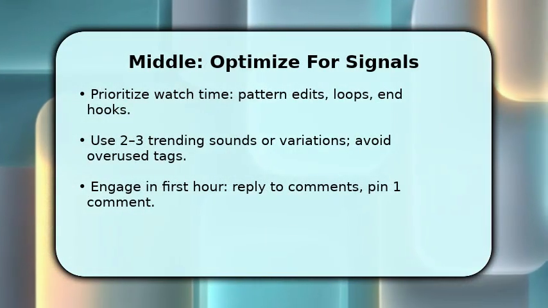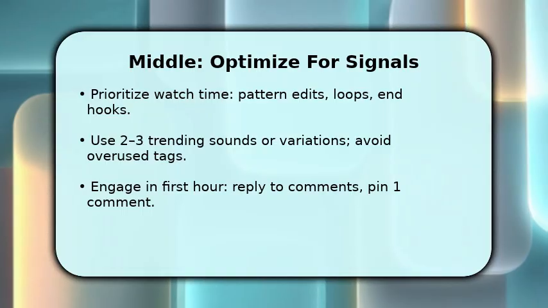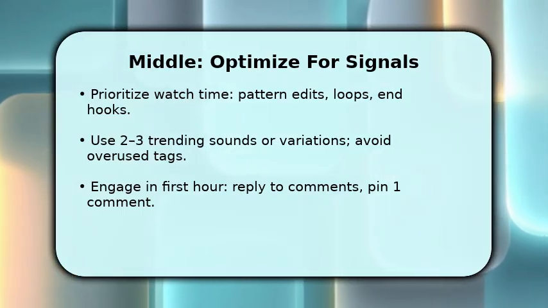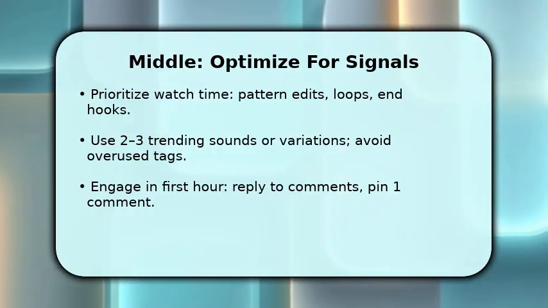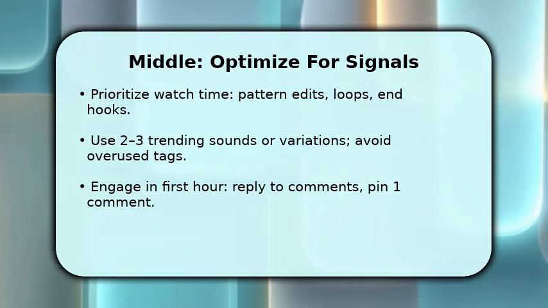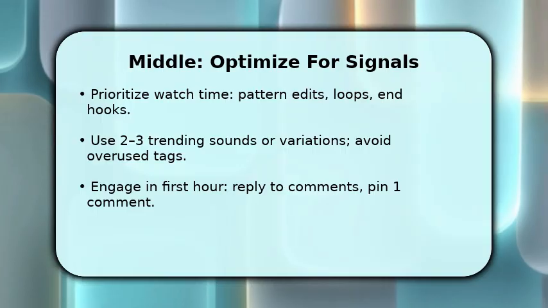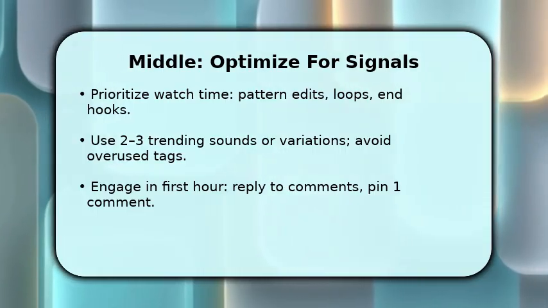Next, you focus on key ranking signals the algorithm watches. Aim to boost watch time by cutting dead seconds and creating a loopable ending because repeats count. Once you add a trending sound or a variation of it, the system can test broader audiences.